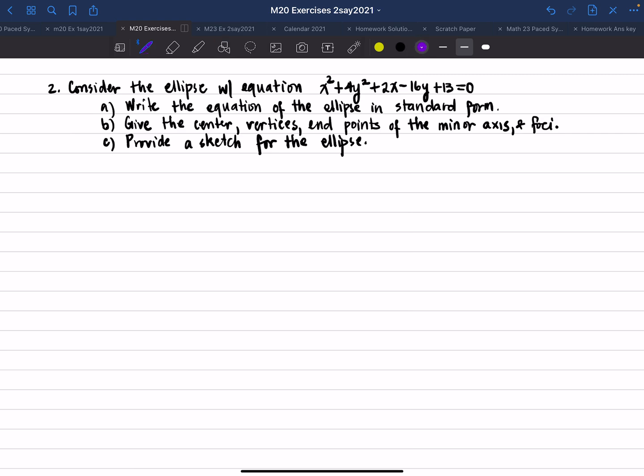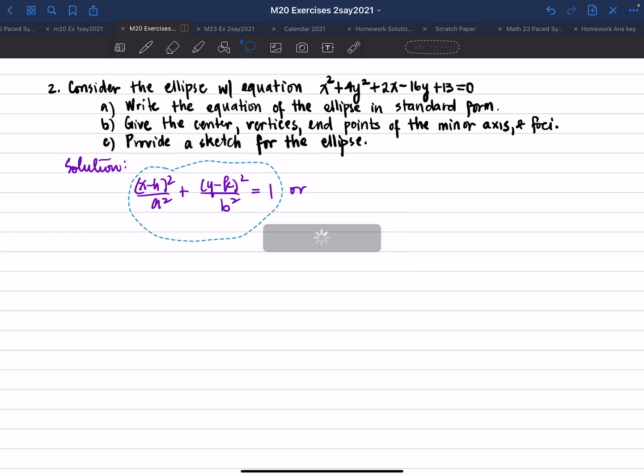Ano ba yung standard form? What is the standard form? So, the standard form are the two equations of the ellipse. So, you have to write it in this way. Or the other one, it looks like this.